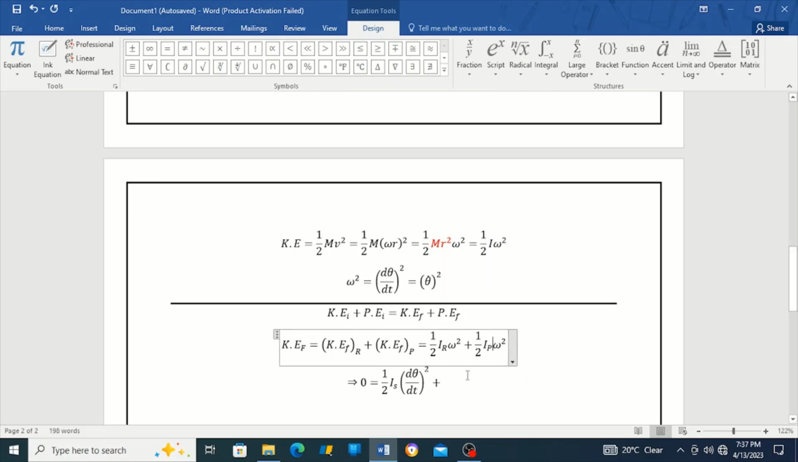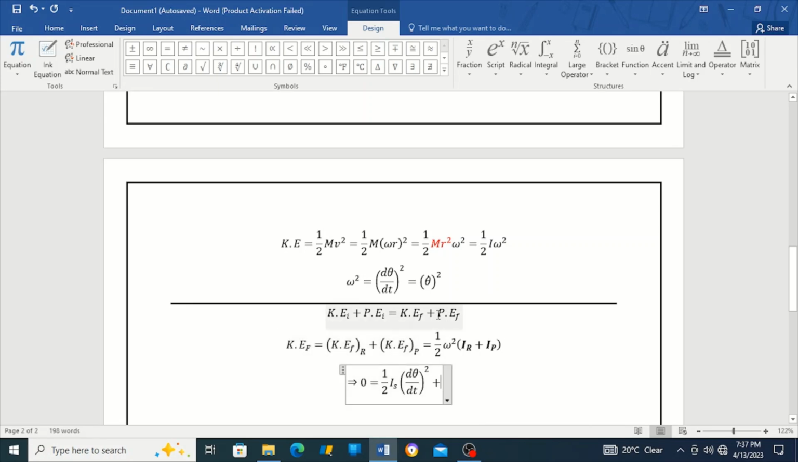So we have this, but since half omega squared is common, we can factor out the half omega squared from here, and then we are going to be left with I_P. But we see that I_R plus I_P just gives us the moment of inertia of the system. That's why I've just replaced it with I_S. Now omega squared is (dθ/dt) all squared, so there is no call for alarm. That's what I was trying to explain.